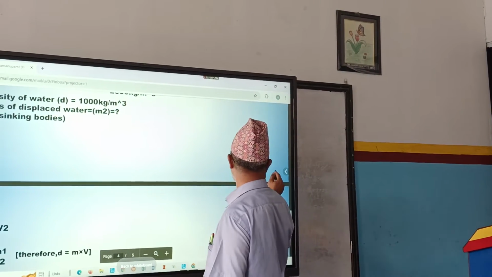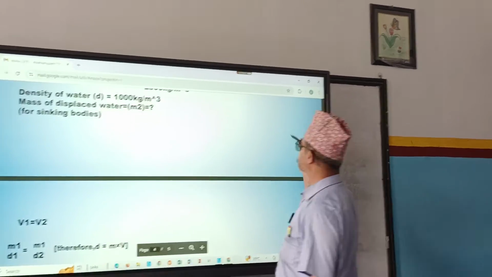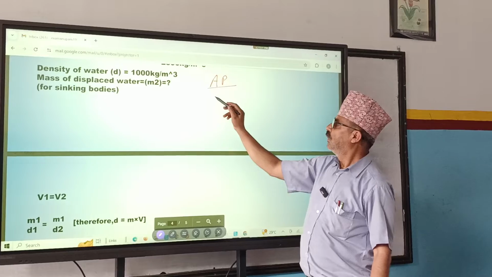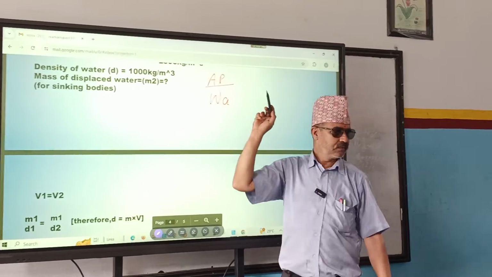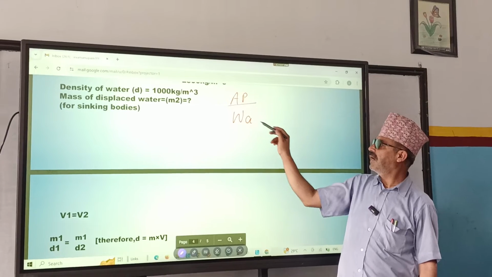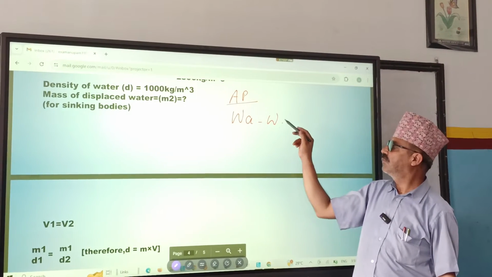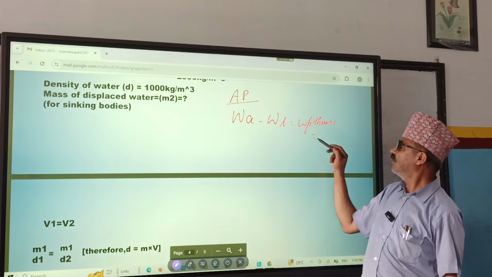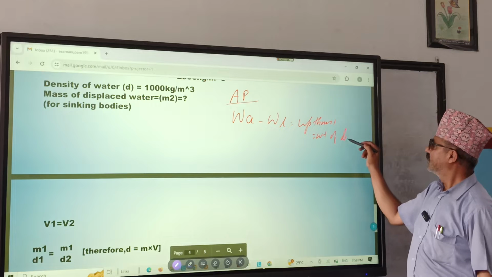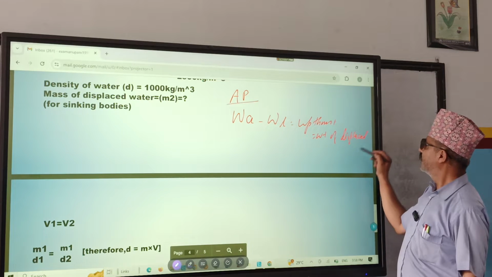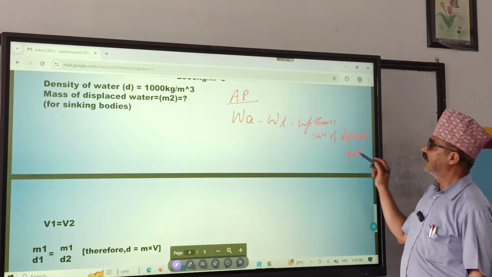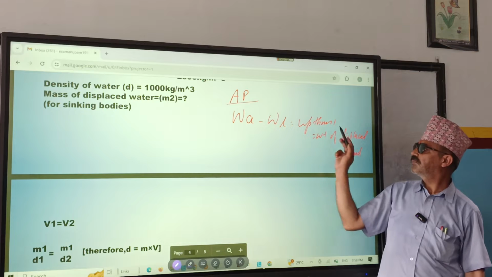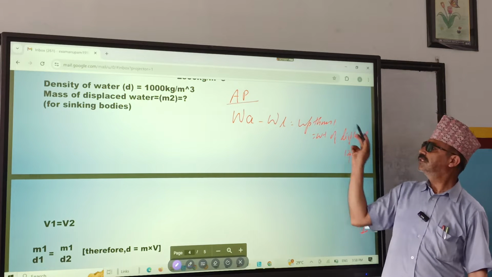One thing we have to keep in mind. Basically, we have learned two things here. Archimedes principle. What does Archimedes principle say? Weight of the body in air minus weight of the body in liquid equals upthrust or weight of liquid displaced, right? Weight of body in air minus weight of body in liquid equals upthrust or weight of liquid displaced. This is Archimedes principle.